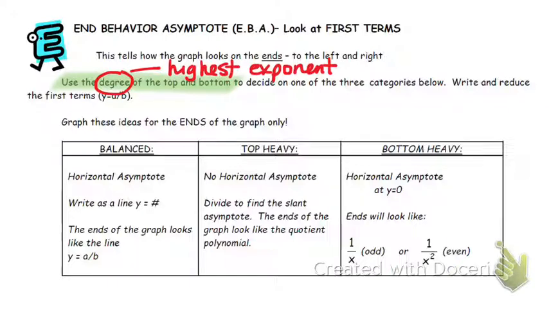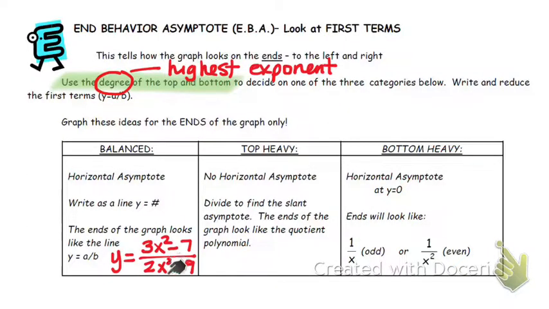So there's three different types of situations you can have. You can have a situation where it is balanced. That means that the highest exponent is the same. For example, if you have y equals 3x squared minus 7 over 2x squared plus 9, notice how they both have a highest power of 2. The highest power upstairs is 2 and the highest power downstairs is 2. So that means it's balanced.